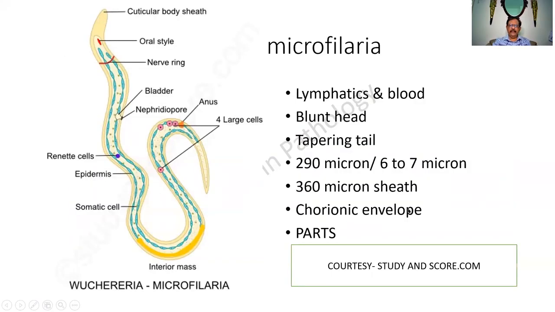The parts of the organism we had already mentioned, can we recollect? This is the cuticle or the external covering, and then this is the body. It is commonly found in the lymphatics and the blood. It has got a blunt head and a tapering tail. The body measures about 290 microns in length, whereas including the sheath, it comes to about 360 microns. The width is about 6 to 7 microns.